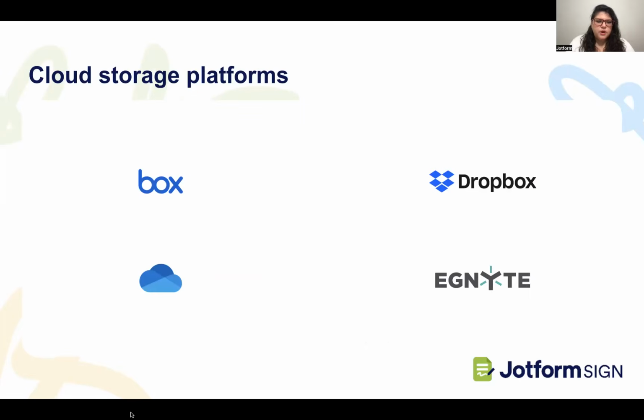So our first category of integration types are our cloud storage platform integrations. These allow you to push fully executed signed documents to the cloud storage platform of your choice, so that you can store and manage them there permanently or as backup, and most likely right alongside other documents that you already have in your cloud storage library. So you can send these to particular folders and they'll live right alongside other documents you already have.